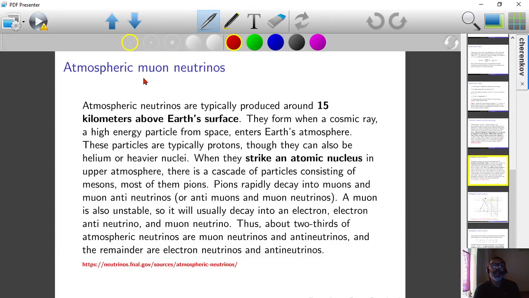Now let us look at the atmospheric muon neutrinos. Atmospheric neutrinos are typically produced around 15 kilometers above Earth's surface. They form when a cosmic ray, mainly a proton, a high energy particle from space, enters Earth's atmosphere. These particles are typically protons, though they can also be helium or heavier nuclei. When they strike an atomic nucleus in the upper atmosphere, there is a cascade of particles consisting of mesons. Most of them are pi mesons.